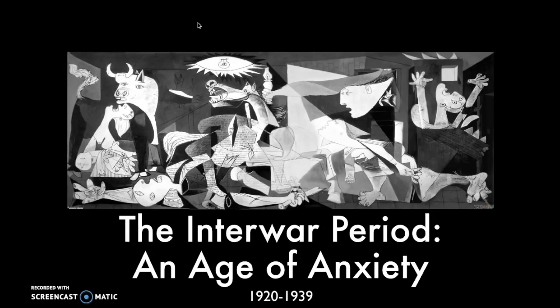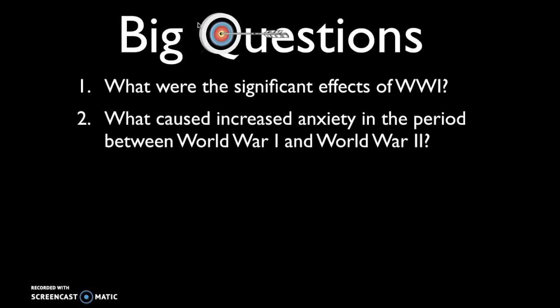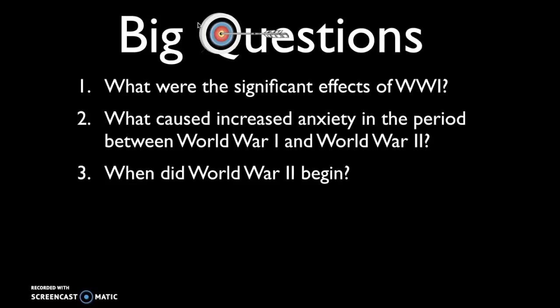Welcome back, young scholars. In this video we'll be discussing the interwar period, the time between 1920 and 1939, and this is an age of high anxiety. The big questions you should be able to answer, we're going to continue a question from the last video, which is what were the significant effects of World War I? Then we'll look at what caused the increased anxiety in the period between World War I and World War II. And then if we have time, we'll address the question of when did World War II begin.